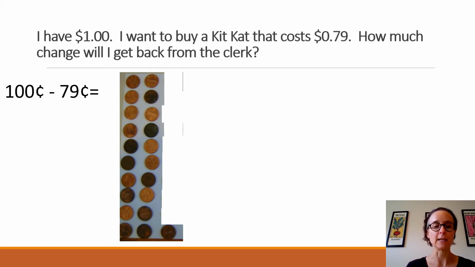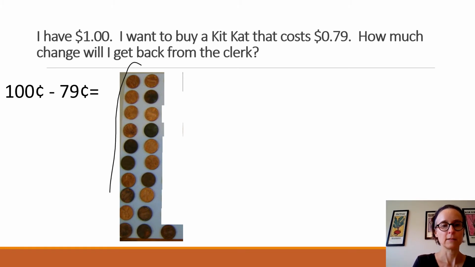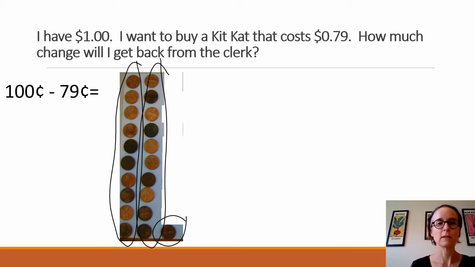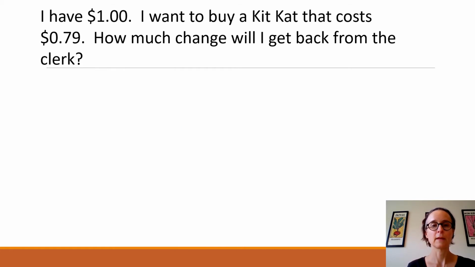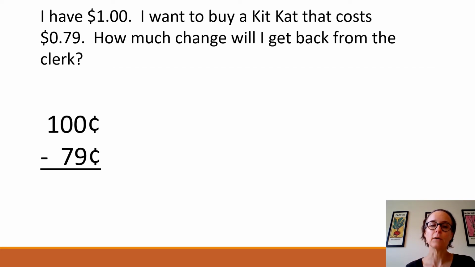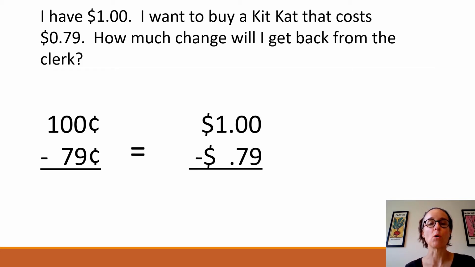Let's see how much money I get to keep. 21 cents. 100 minus 79 is 21. I get to keep 21 cents change. So that was solving the problem thinking about $1 as 100 cents. Now I want to think about the problem as it's written in the word problem. I know 100 cents minus 79 cents is the same thing as $1 minus 79 cents.